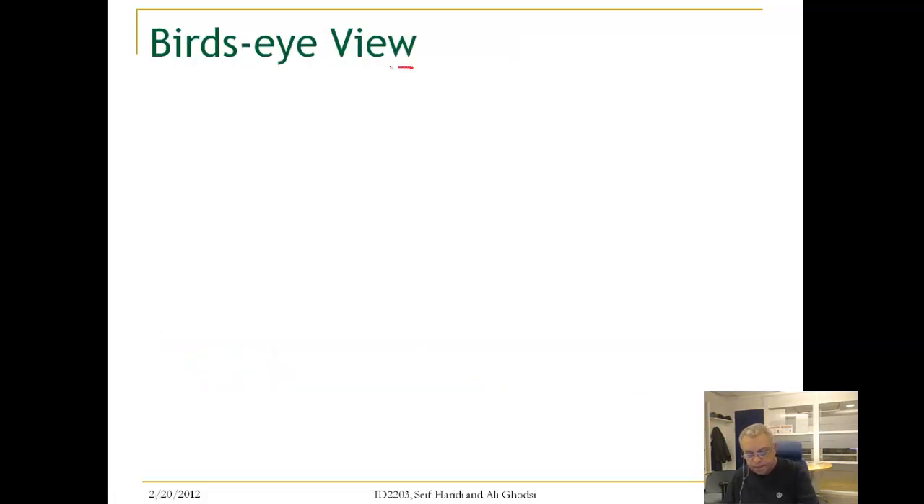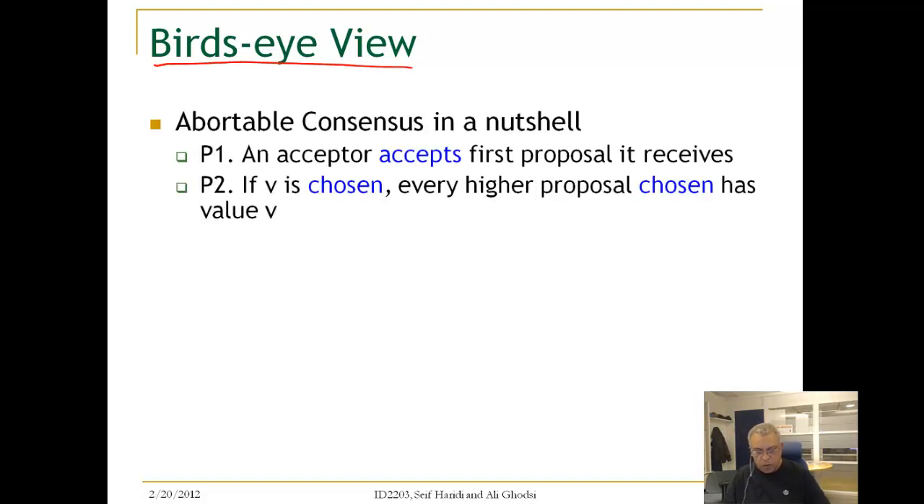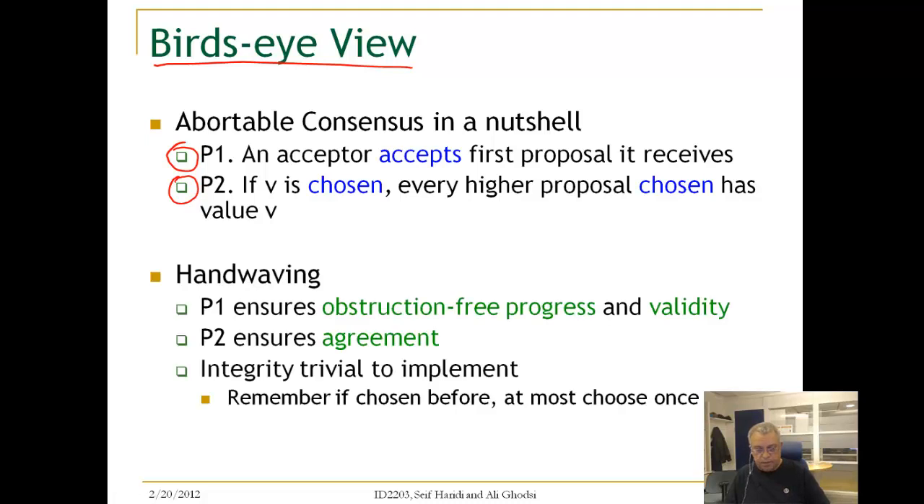So here we are. We came to these two properties that we require, or invariants. An acceptor accepts the first proposal it receives. And if V is chosen, every higher proposal chosen should have the value V. Again, to remind you, P1 ensures obstruction-free progress and validity. And of course, property P2 ensures agreement, if we can implement it.